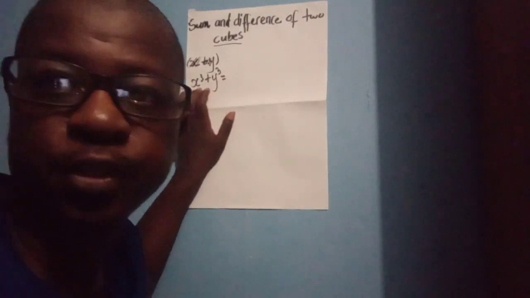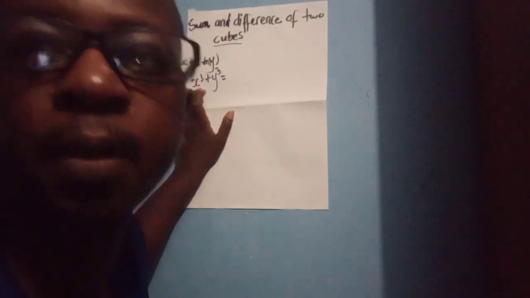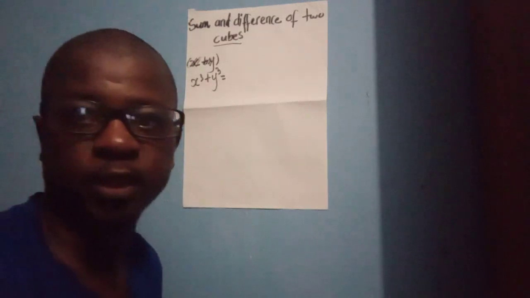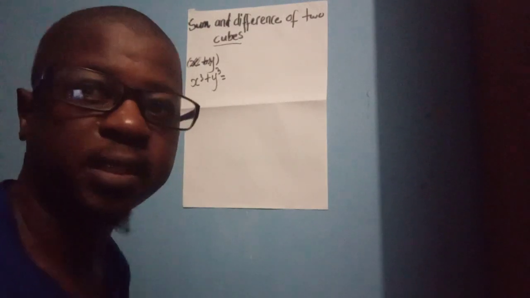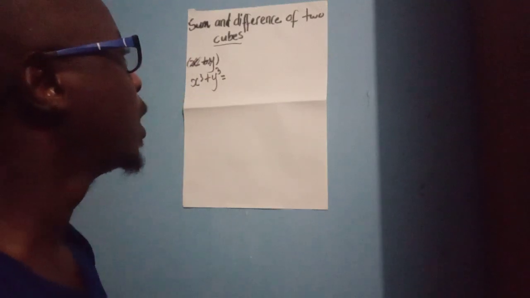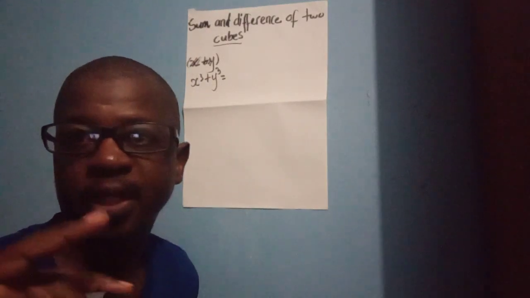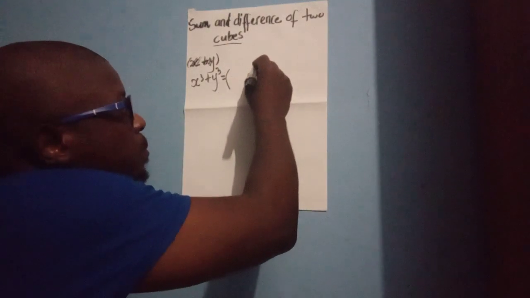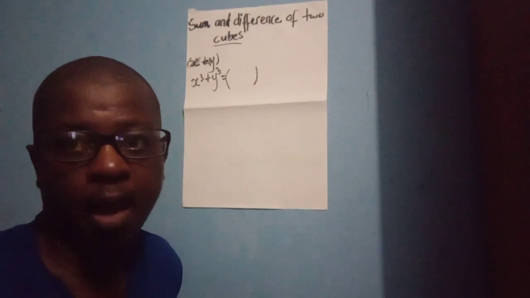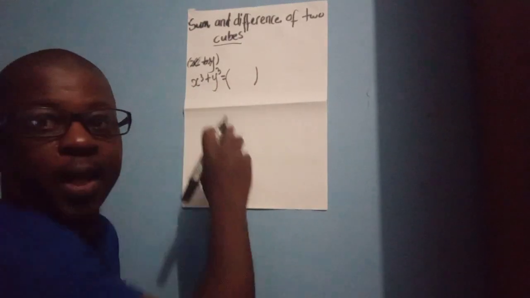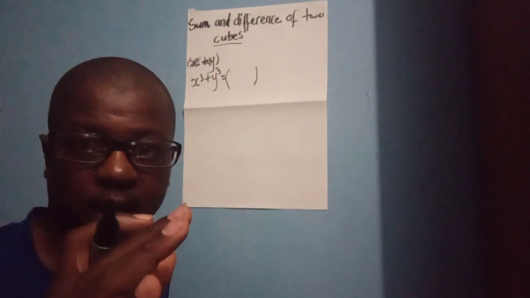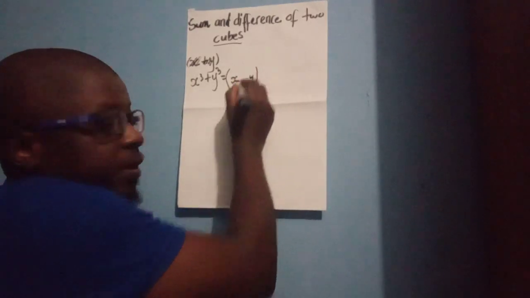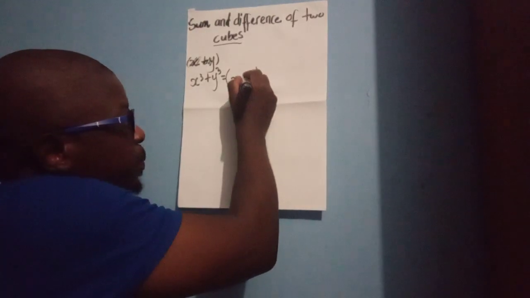So if I have two cubes here, the first one is x cubed plus y cubed. How do we go about it? The general formula for this one is such that we're going to have two brackets. In the first bracket, I'm going to look at x and y, the first term and the last term. I'm going to put a plus.